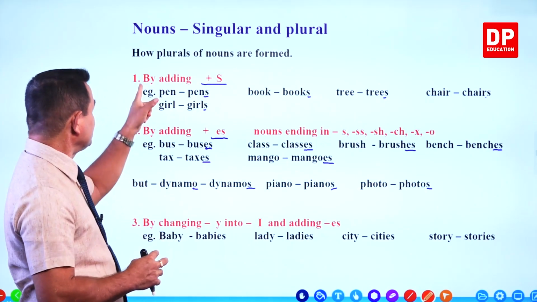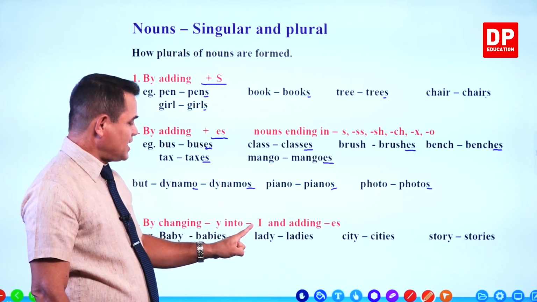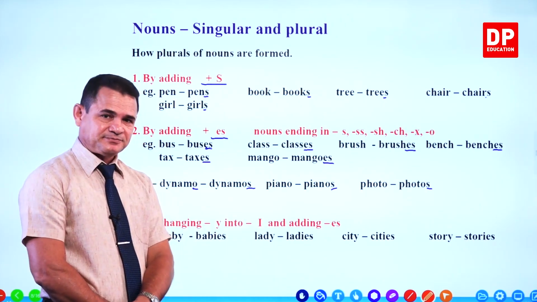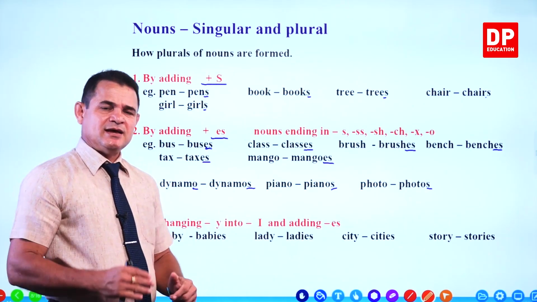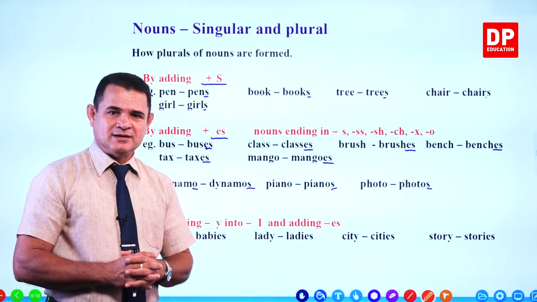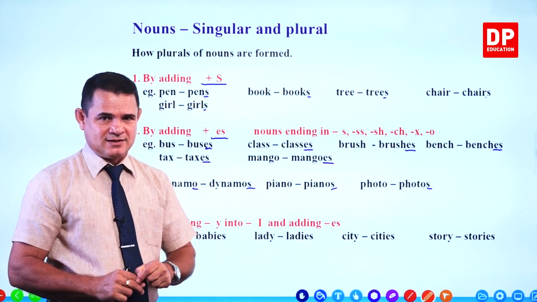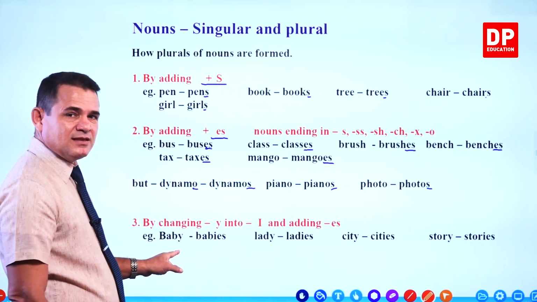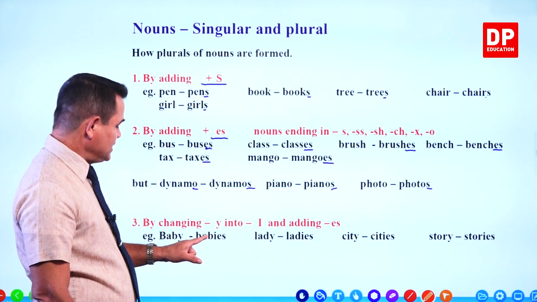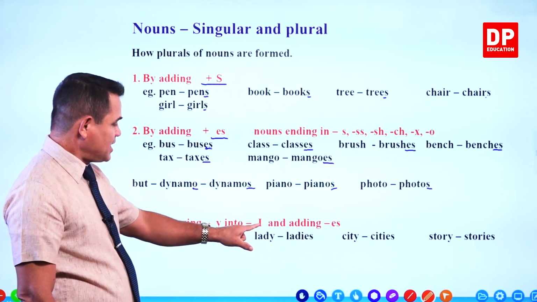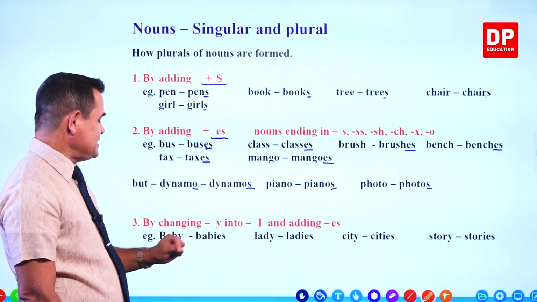And third method, by changing Y into I and adding ES. Y අකුර I අකුර කරනවා අන්තිමට. ඒ කියන්නේ Y අකුරෙන් අවසන් වන නාම පද. නාම පදයක් අගට Y අකුර තියෙනවා නම්. example, baby, last letter is Y. ඒකේ plural එක Y අකුර I කරනවා. ඊට පස්සේ ES දානවා. ඒ කියන්නේ IES.